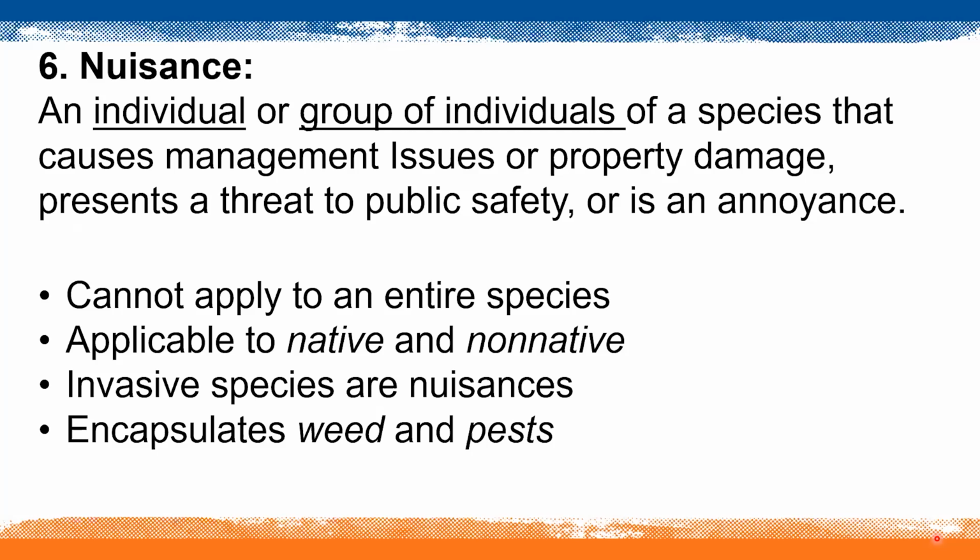We can treat native species, you can label them as something of management concern. Invasive species are certainly nuisances. They meet this definition. But this is an example of where we're able to reduce the amount of jargon, because it also encapsulates the words weed and pest. Weed is typically applied to a plant, pests are typically applied to invertebrates and also animals. So we can call all these things nuisance, relying on fewer terms.